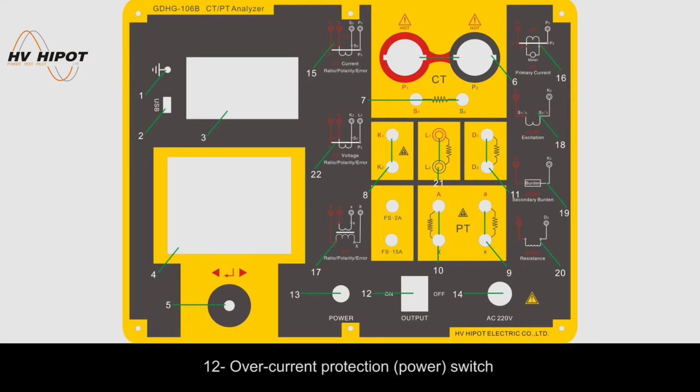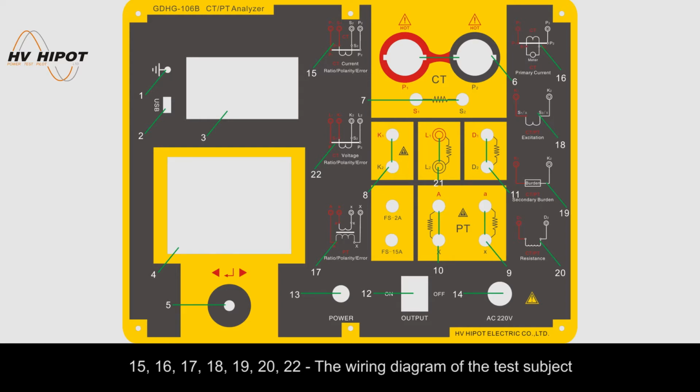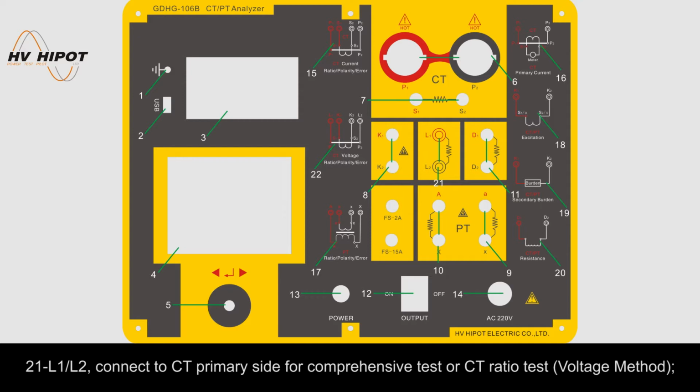12 overcurrent protection power switch. 13 power switch. 14 power socket. 15, 16, 17, 18, 19, 20, 22 the wiring diagram of the test subject. 21 L1, L2, connect to CT primary side for comprehensive test or CT ratio test, voltage method.